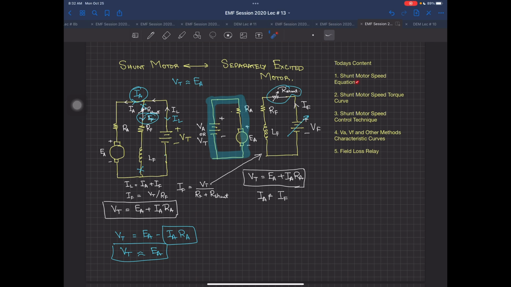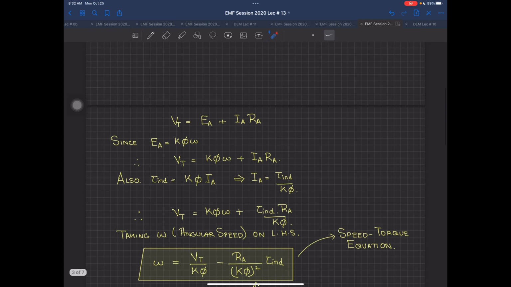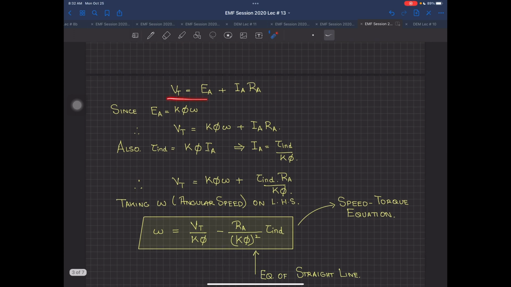So I want to now find out the motor speed equation. For this purpose, I have the first general equation of my motor, that is Vt equal to Ea plus Ia Ra. Listen to this very carefully because this is very important. Vt is equal to Ea plus Ia Ra. Now I know from my previous chapter that Ea is equal to K phi omega. This is also an elementary equation. So I can put this Ea in this relation, and it changes to Vt equal to K phi omega plus Ia Ra.